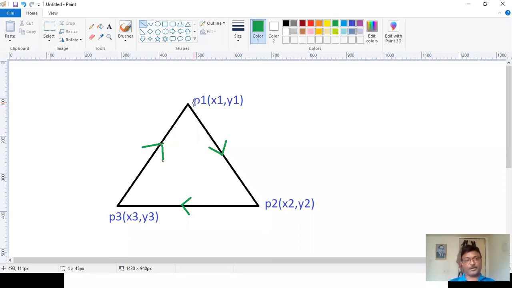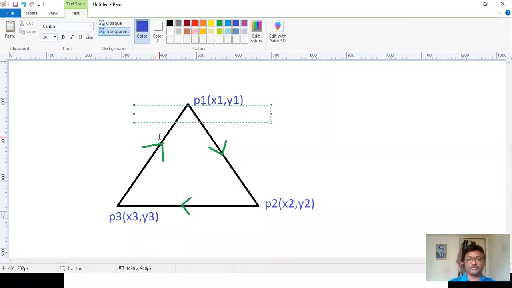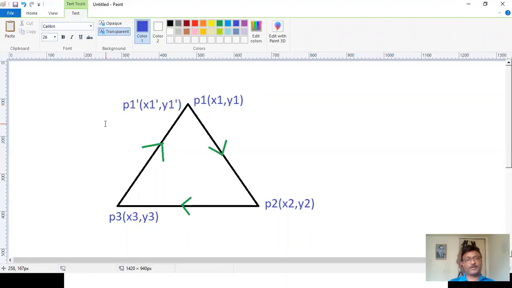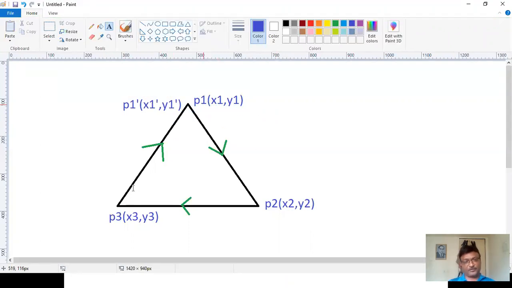So this P1 point I have to draw two times. That's why here you can say this is P1 dash, my point P1 dash, so x1 dash comma y1 dash. So this point P1 you can draw two times. That's why I have entered it two times. So this is actually 3 points.